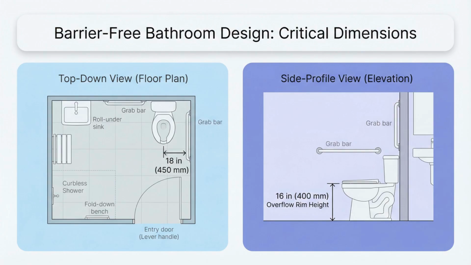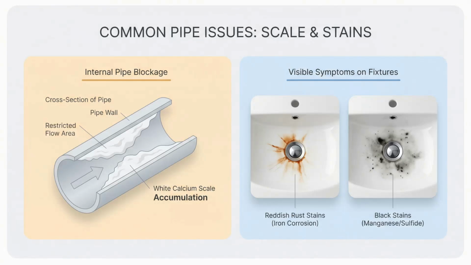When installing fixtures, specific clearances are dictated by code, especially for barrier-free access. A barrier-free water closet requires a minimum finished sidewall clearance of 18 inches, and the overflow rim height is typically set at 16 inches. For standard residential use, you'll most often install siphon jet or reverse trap bowls, which are highly efficient.